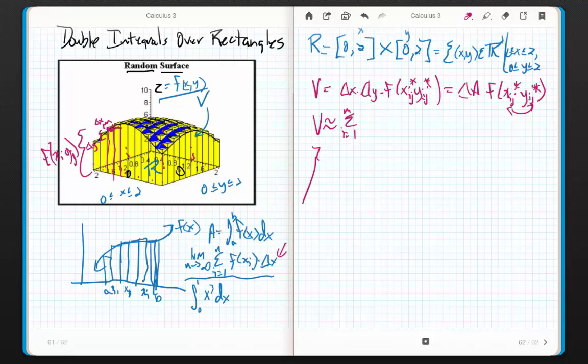Now, these are arbitrarily chosen variables, but we want to kind of stay out of our way notationally. This is times the sum as j goes from 1 to n of f of x sub ij, throw a little star in there, and then y sub ij, throw a little star. Remember what that star means. It's where in that little square down here we pick the value that we're going to shoot up to the curve. All right, and then this is times delta A.